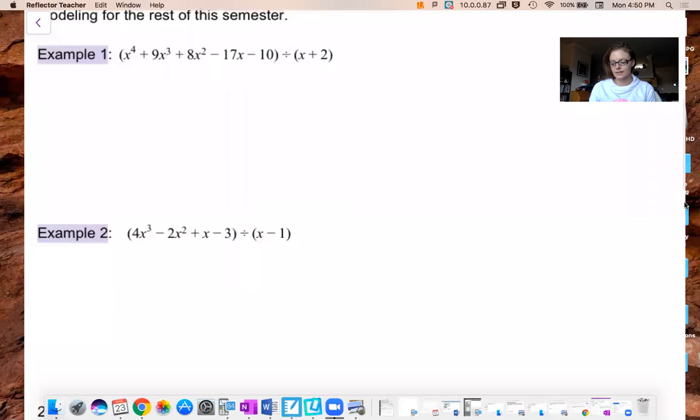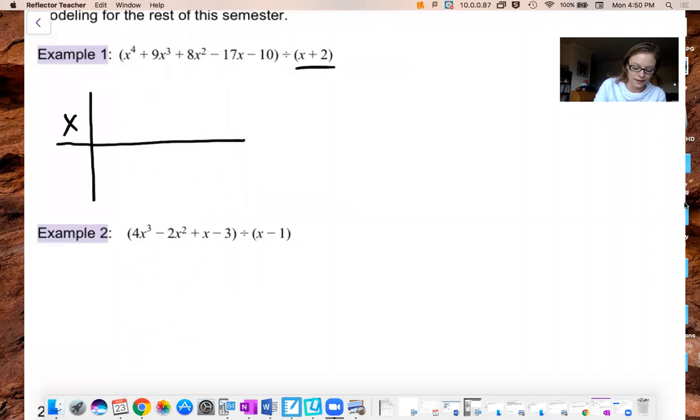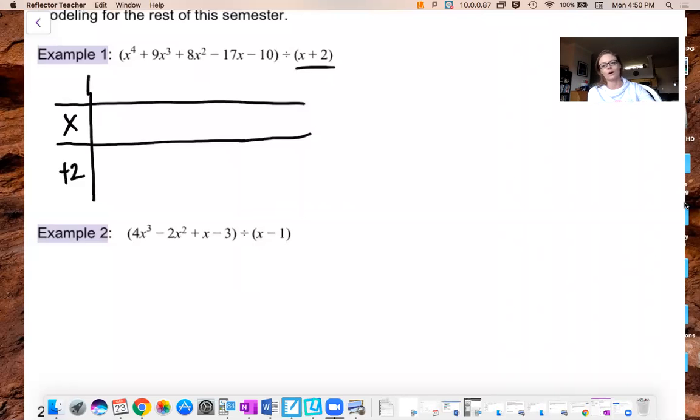Okay, so here's the first example. What you do is you draw yourself an area model. I start by drawing a little box. This side over here has to be whatever I'm dividing by, so this has to be a box of x plus 2. Then I do a little box on top, and I just keep extending this as I go, depending on how long it takes me to solve the problem.